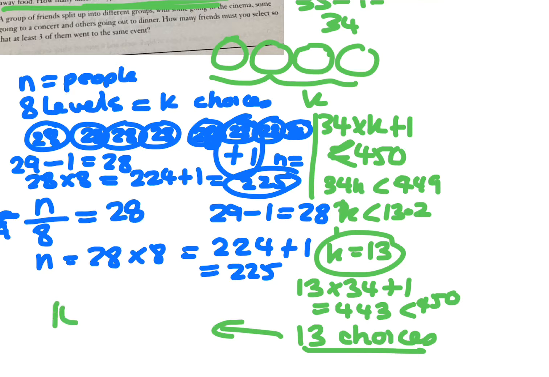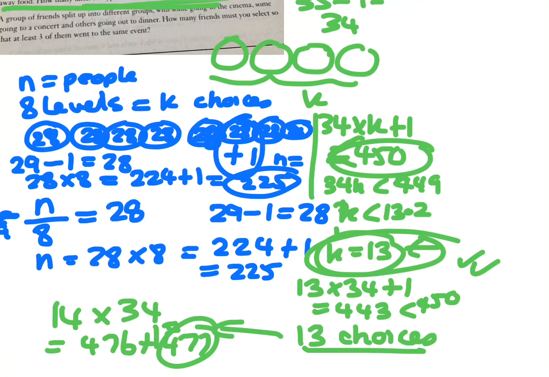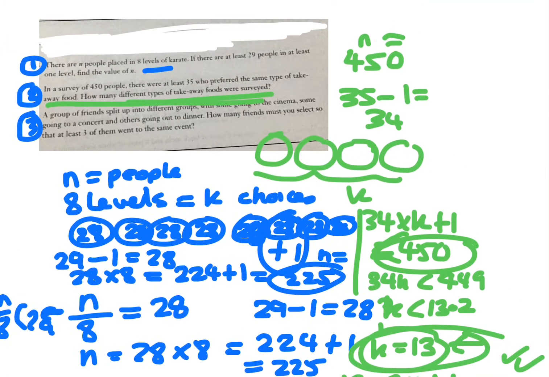So you try 14. If you did 14 choices times the 34 in each thing, you get 476, plus 1 is 477. You see that that is too big because that is bigger than 450. So once you divide it, the first value of k that is less than 13.2 is 13. So there must be 13 choices to guarantee that this happens.